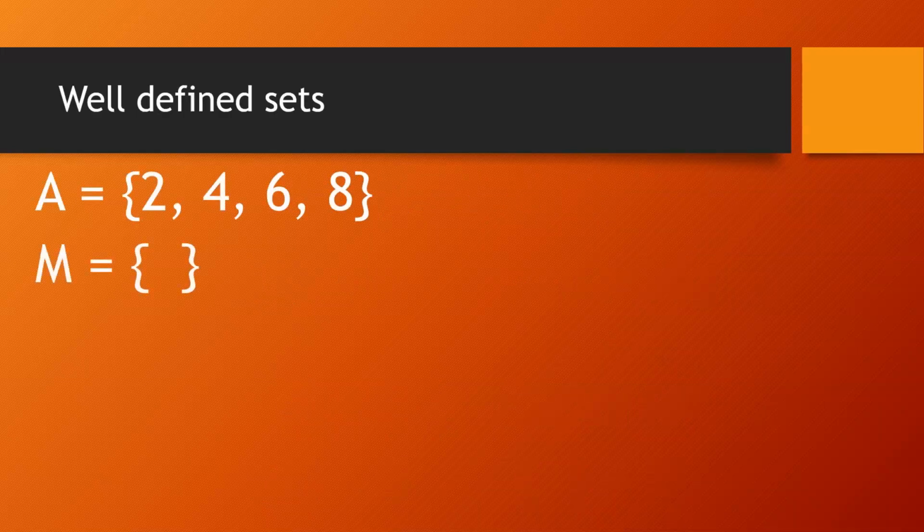Now we've already looked at these two sets, set A and set M. Both of those sets are considered well-defined. A well-defined set is a set in which we know exactly what is in the set and what isn't in the set.